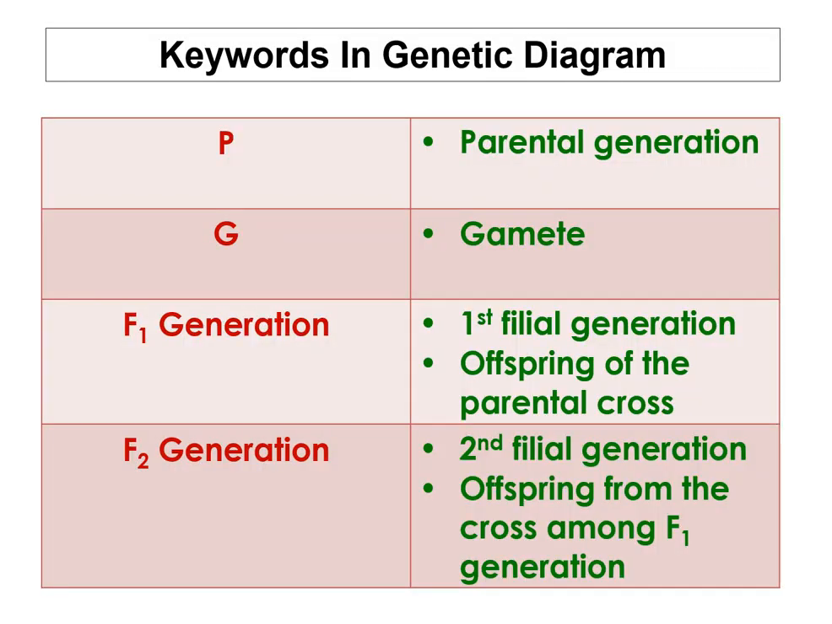For genetic diagram, we still use the keyword P for parental, G for gamete. F1 generation means first filial generation, offspring of the parental cross. For example, when our parents, mom and dad, married, we are their first filial generation. And when we get married, we will have children, and our children will become the second filial generation.